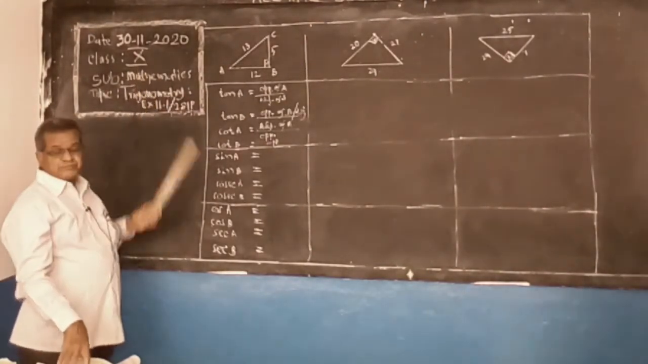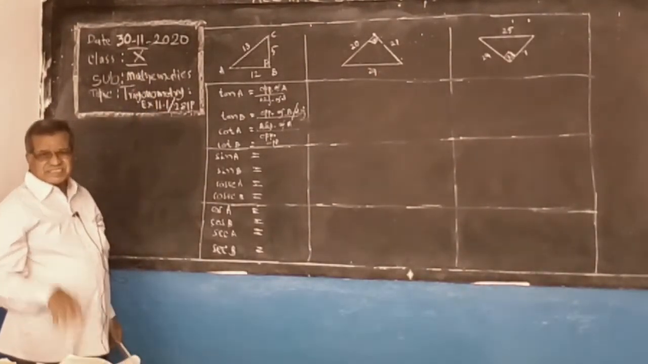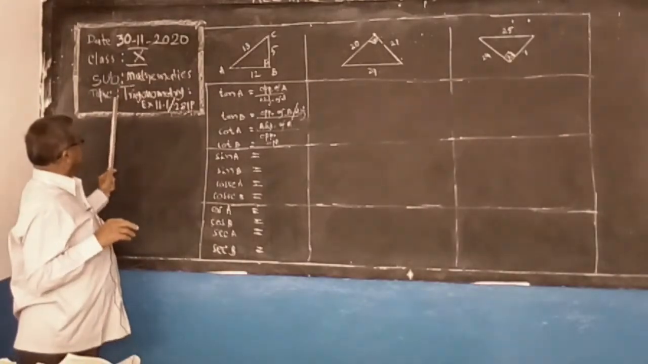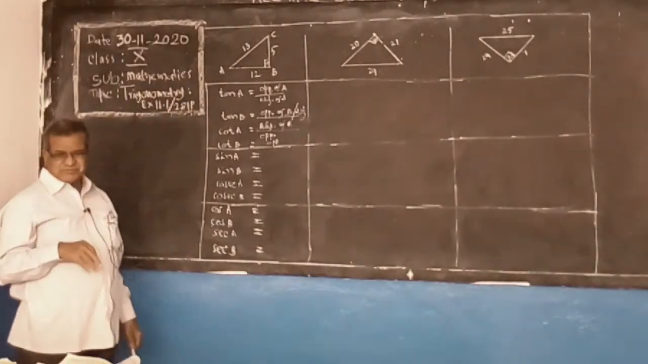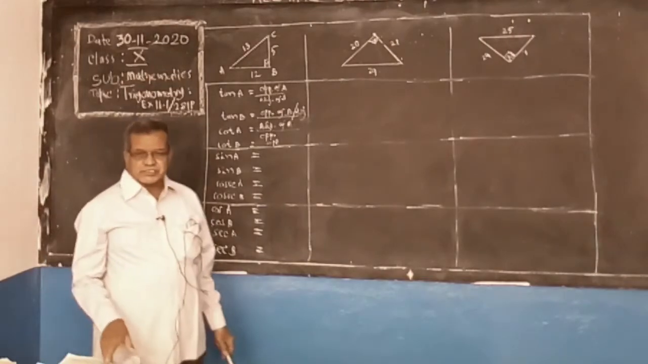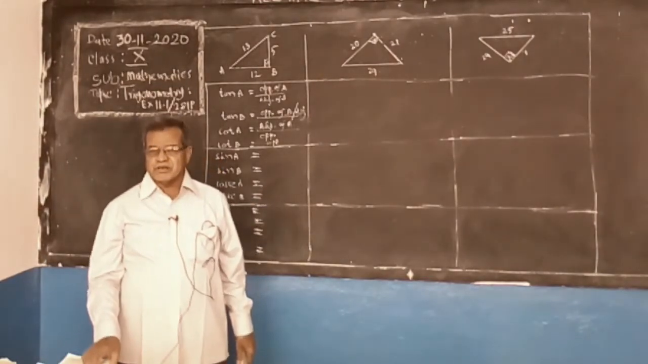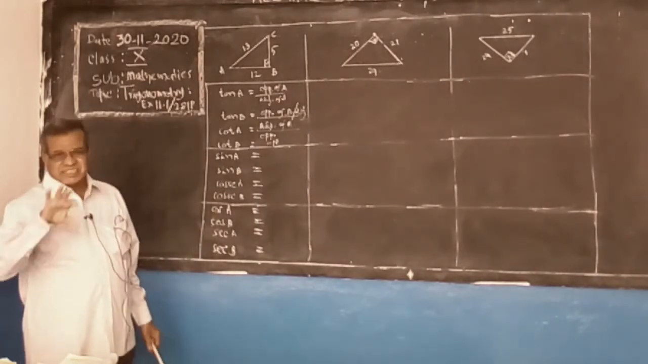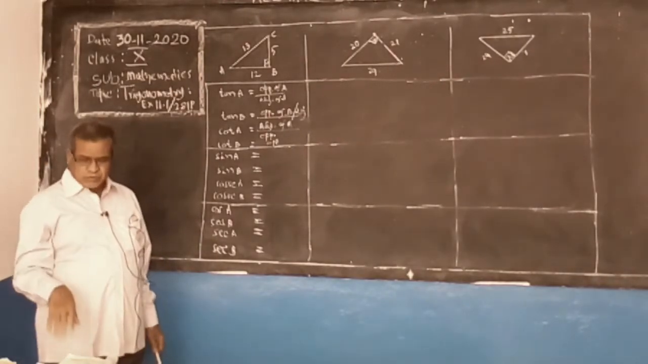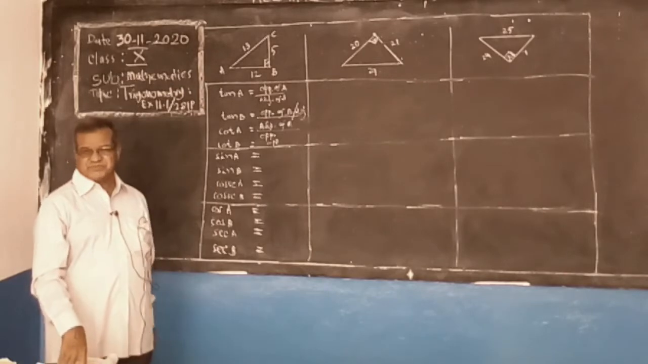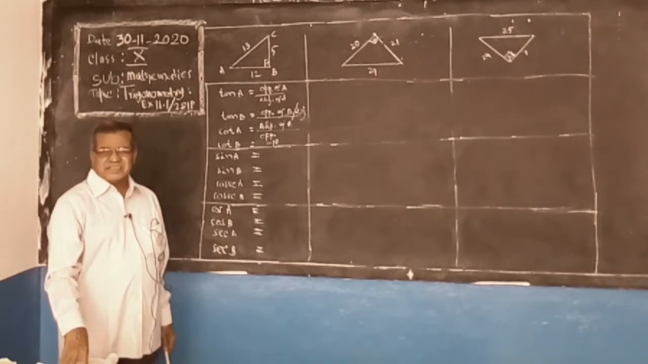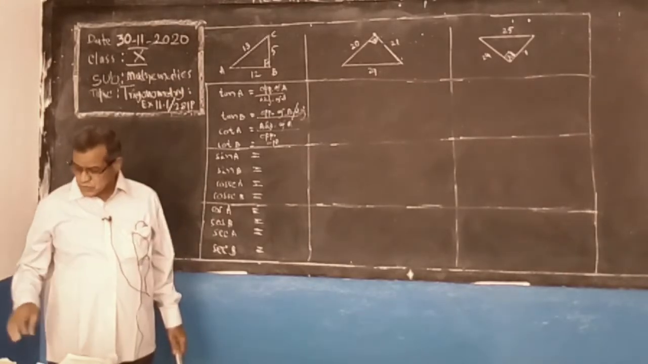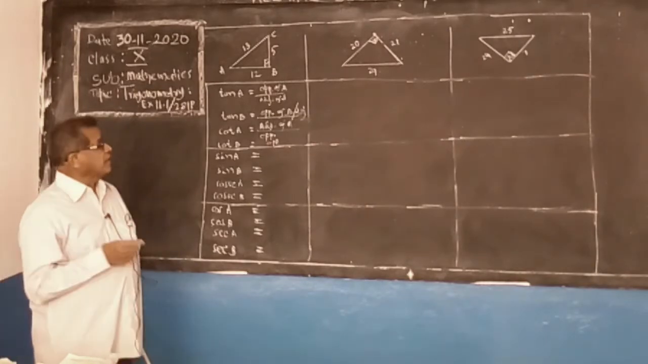In the previous class, we discussed trigonometry: the introduction, what trigonometry is, and what the trigonometrical ratios and their definitions are. It mainly belongs to the right angle triangle.